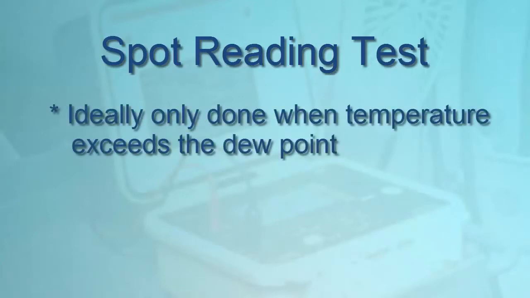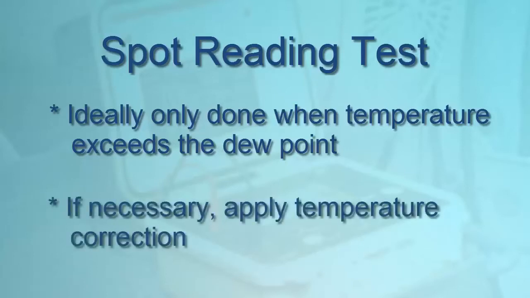To ensure your results are valid, spot testing should ideally only be performed on systems with temperatures exceeding the dew point. If tests are performed at different temperatures, carefully record the temperature of each test and apply the appropriate correction to determine what the resistance would be if the tests were performed at 20 degrees Celsius or 60 degrees Fahrenheit.